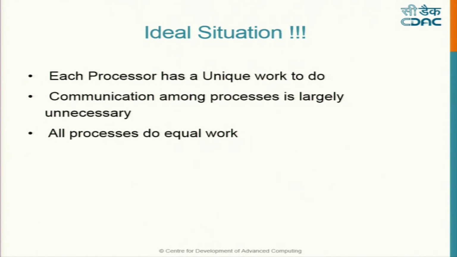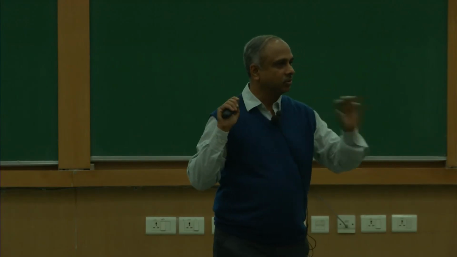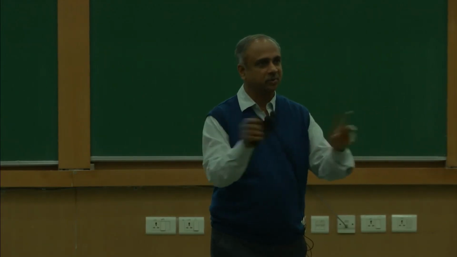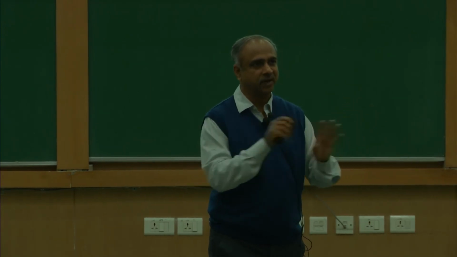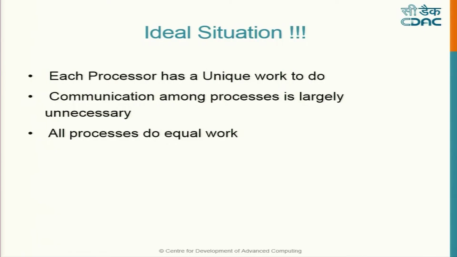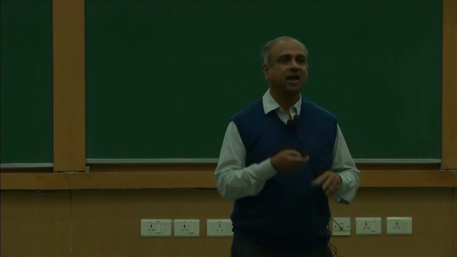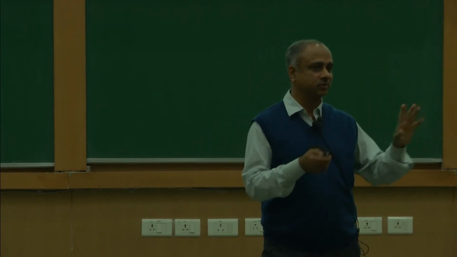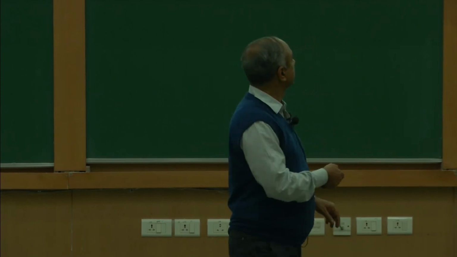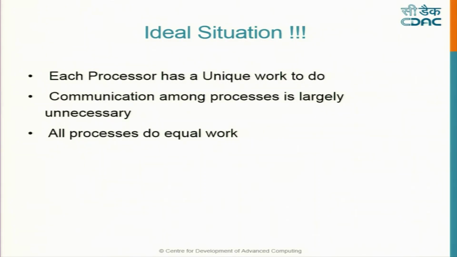It's like there are 10 children in the class, and the teacher gives each one of them their own task. Each child is doing their own task, not communicating with each other, so no time is spent in communication. This is good, and it makes communication unnecessary. More important is that all the processes do equal work. If one finishes fast, others will be waiting, or if one takes a long time, n-1 have finished, but the nth processor is still working. Hence, unique work and equal work.